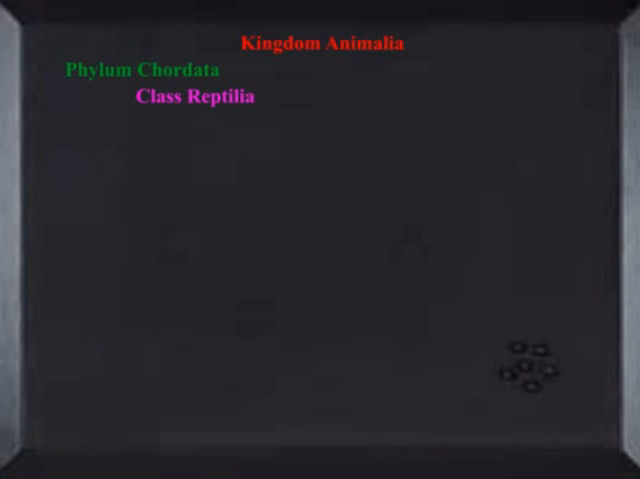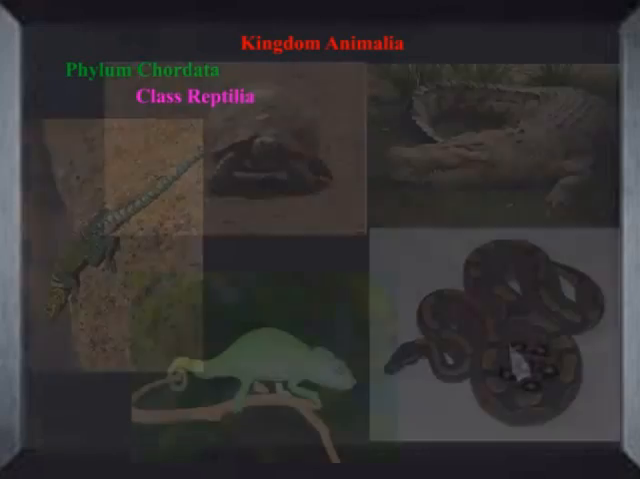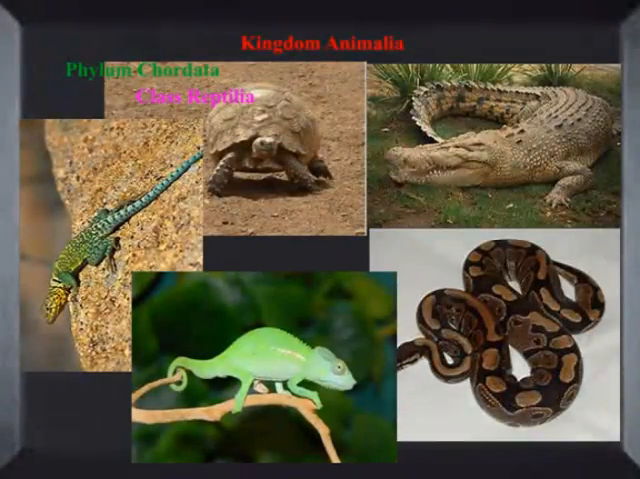Next, class Reptilia. Reptiles are more adapted to the terrestrial life than the amphibians. However, some reptiles are adapted to aquatic life. The common reptiles include the turtles and tortoise. The turtles are mainly aquatic, while tortoise live successfully on dry land. Other common reptiles include the snakes, crocodiles, lizards, and the chameleon.